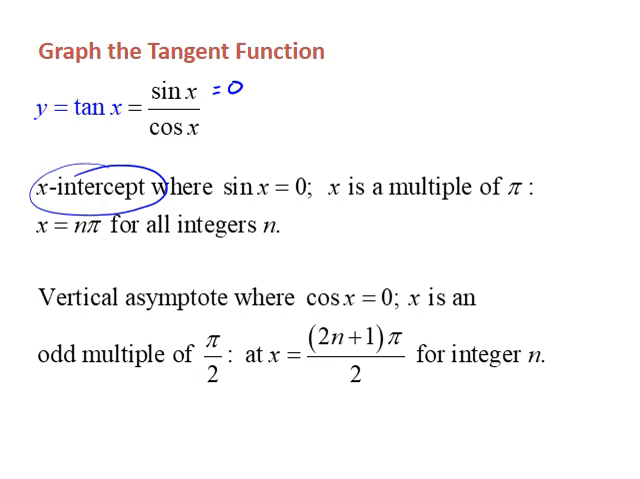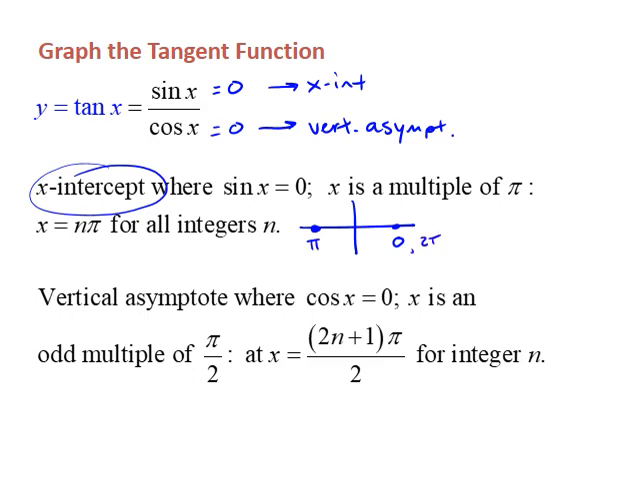Whenever cosine of x is equal to 0, so this gives us an x-intercept. This gives us a vertical asymptote. So we've already talked about when sine of x is equal to 0, sine of x is equal to 0 at multiples of pi. And we've talked about when cosine of x is equal to 0, which are odd multiples of pi over 2. Okay, so again, this will be helpful.